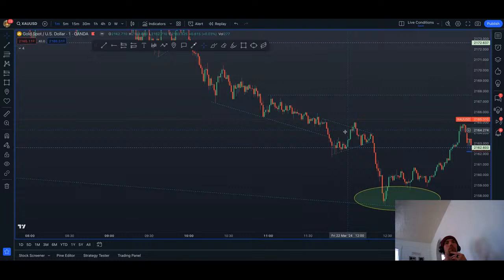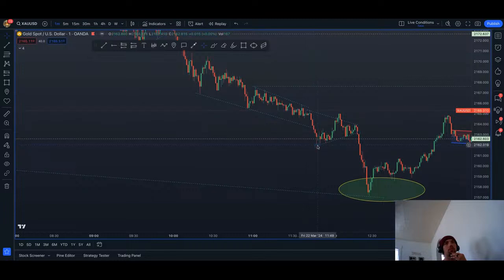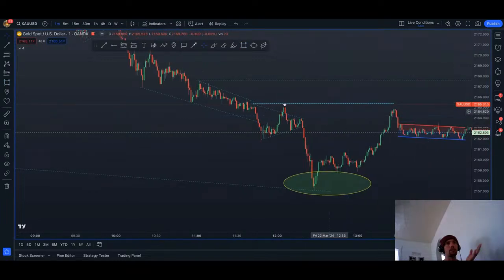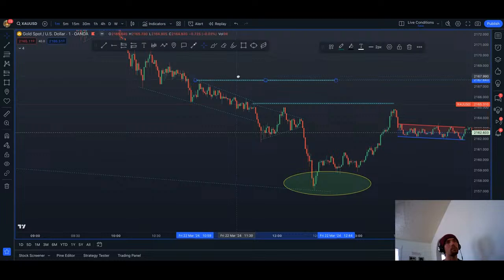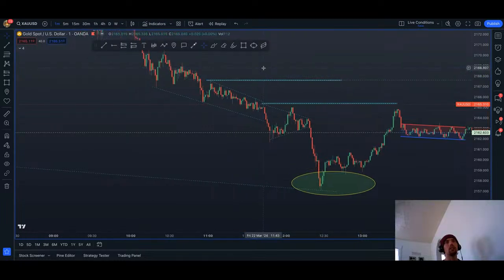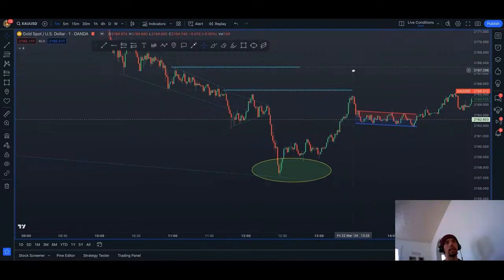Price breaks out of this little channel. Drops here, breaks lower. Tags our low. Comes back up higher. Does not break our high right here. Okay, so we'll keep that in mind. And if it was going to break that high, it was going to come all the way back up to here. But we never got it.